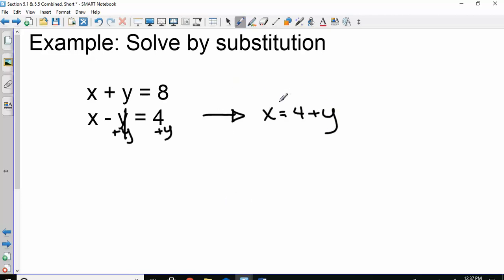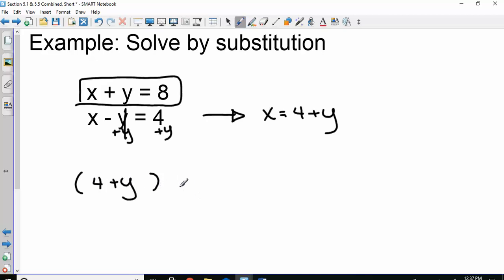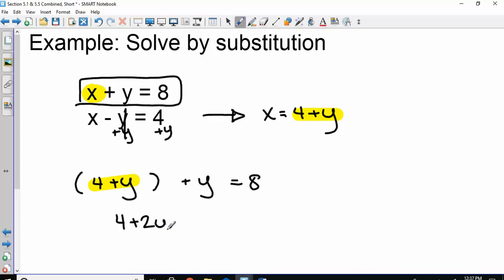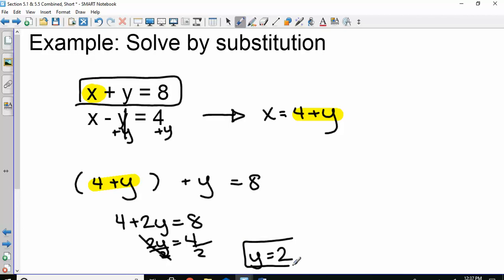Now you have to substitute that into the equation you have not used. I haven't used this first equation yet, so I will substitute it in there. In place of the x, I'm going to put 4 plus y, plus y equals 8. I just replaced this x with my 4 plus y. Now we have an equation with one variable, so we can solve. 4 plus 2y equals 8. So 2y equals 4. And that means our y is 2.